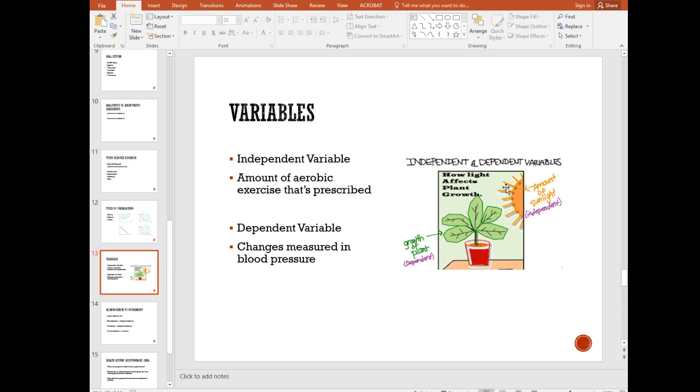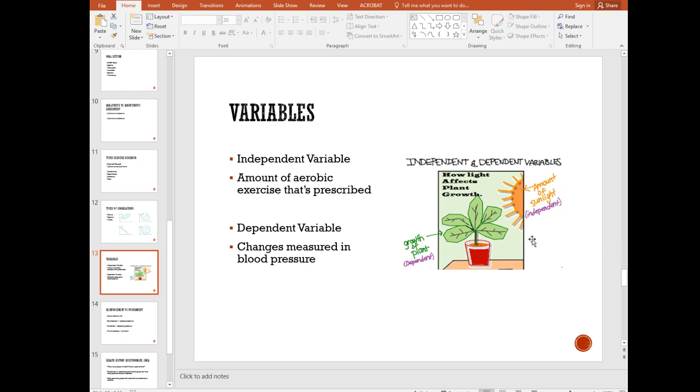So I put this because it's a classic example of sunlight being the independent variable. It's going to influence how much the plant grows based on how much sunlight it's exposed to. So it is independent, but this one is dependent on the sunlight. The plant growth is dependent upon that sunlight.